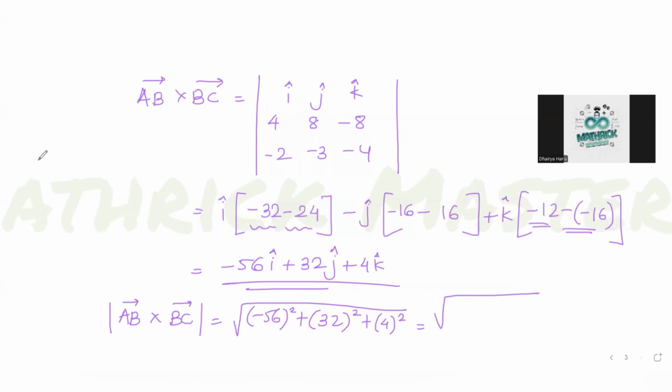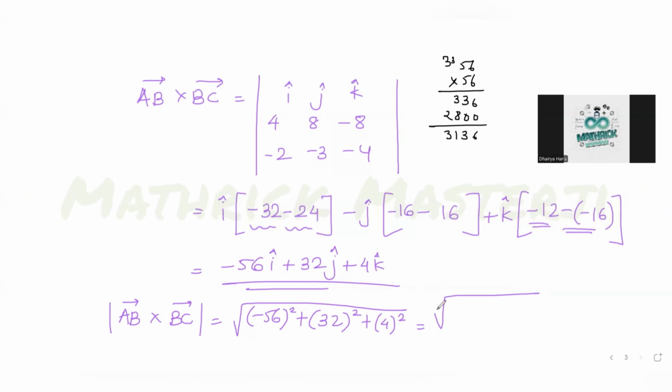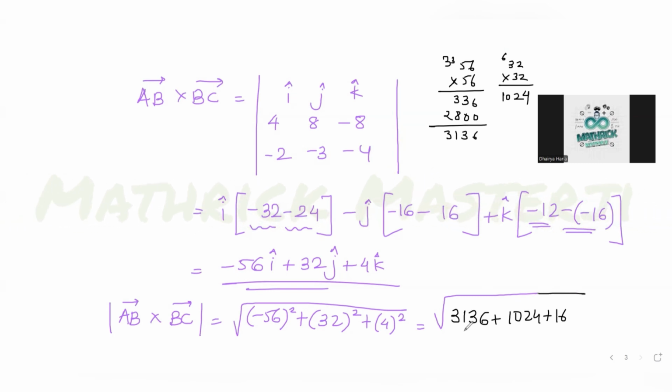So you get 56 squared. If I square 56, I get 56 times 56, which is 3136. Plus 32 squared: 32 times 32 is 1024. And 4 squared, we already know, is 16. So we take the square root of this entire term. If I add them, 6 plus 4 is 10, 10 plus 6 is 16, so the units place has 16, and adding the rest I get 4176.